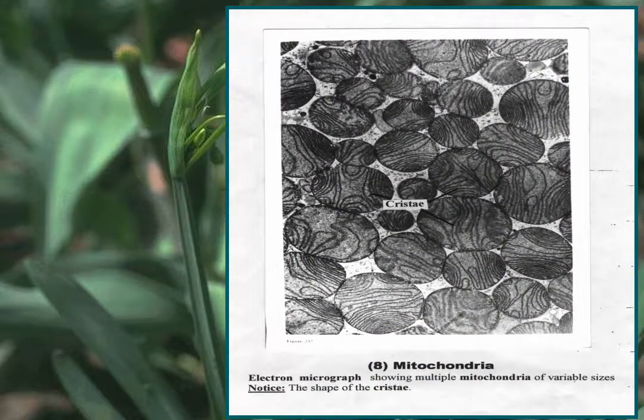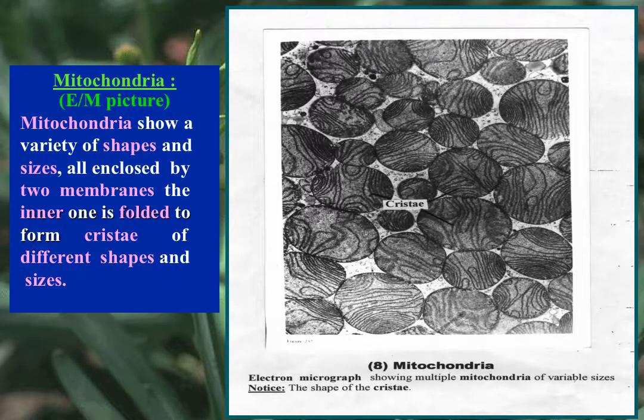Electron micrograph of mitochondria. Mitochondria show a variety of shapes, oval, round, irregular, as well as sizes, large or small, but all are enclosed in two membranes. The outer membrane is smooth, while the inner one is folded to form cristae of different shapes and sizes.